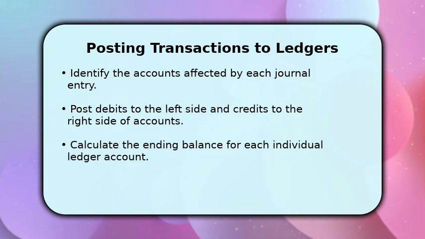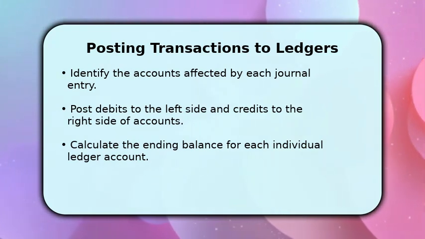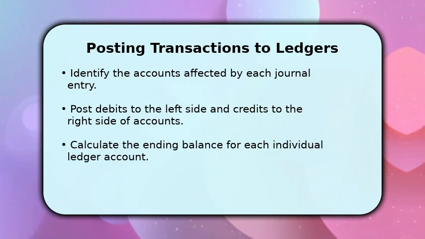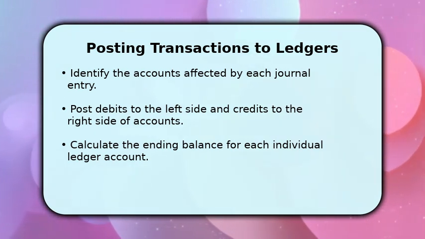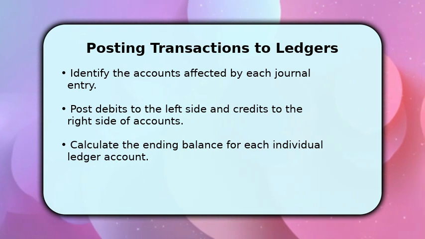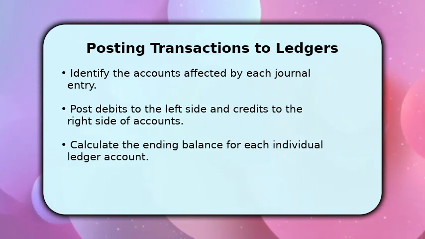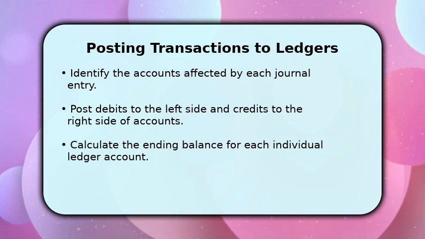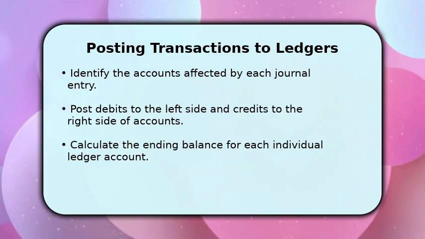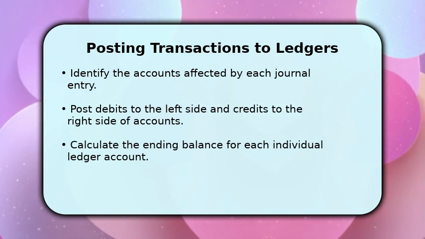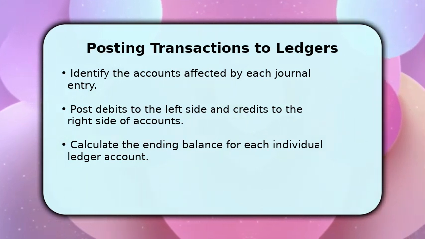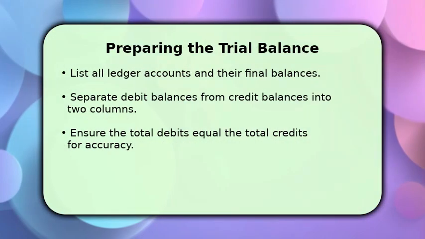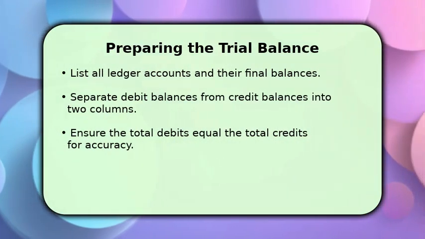Once you have your journal entries, the next step is posting them to the ledger. For every transaction, identify the specific accounts involved, like cash or rent expense. Then, transfer the debit and credit amounts from your journal to the corresponding ledger accounts. Remember, debits go on the left side and credits on the right. After posting all entries, calculate the running balance for each account, which is crucial for the next step in the accounting cycle. Now, let's move on to creating the trial balance.